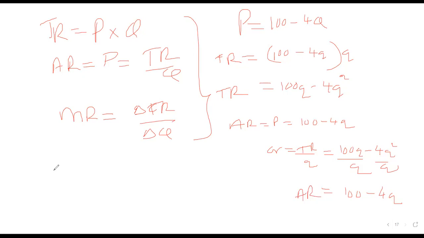And how do you find the marginal revenue? The marginal revenue is simply A minus 2BQ. If you didn't learn my calculus class, just simply multiply the gradient, this figure, by 2. So it will simply be 100 minus 8Q. This is called your marginal revenue.